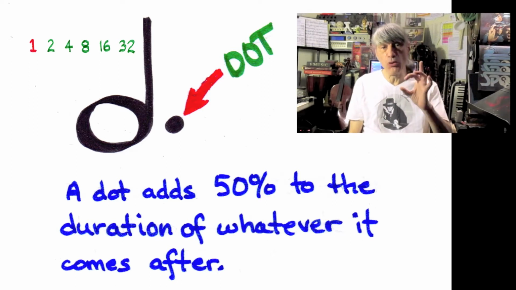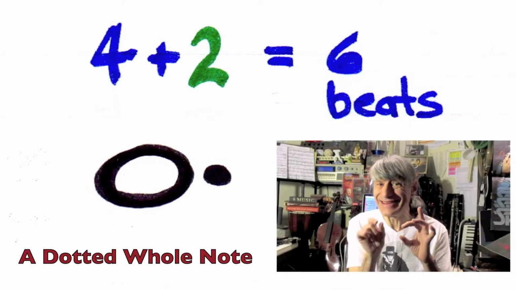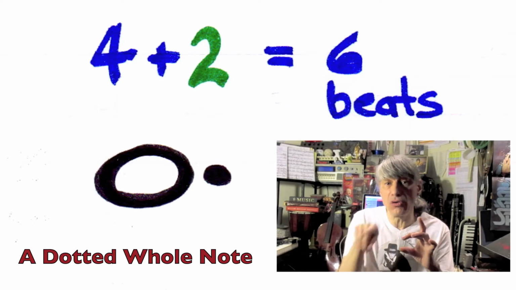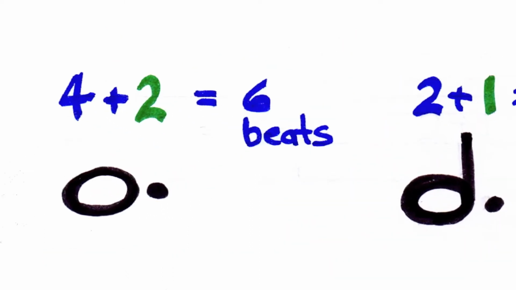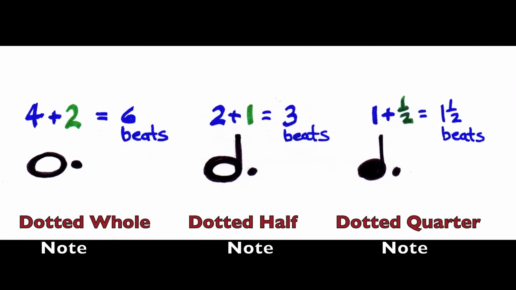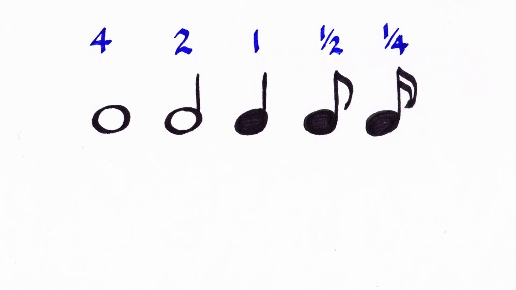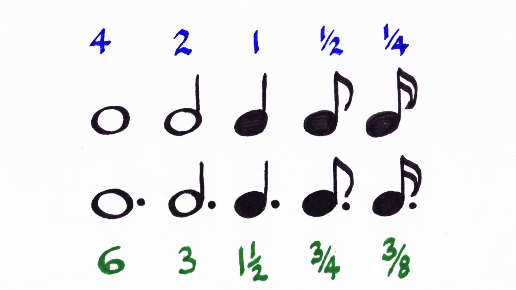So if you have a whole note, and you put a dot after it, whole note's usually worth 4 beats. Now with that dot, and what we call this whole thing is a dotted whole note, now that's worth 6 beats. And each one of the notes can have a dot. So the progression 4 beats, 2 beats, 1 beat, a half a beat, a quarter of a beat, if all those notes have dots, it's now 6 beats, 3 beats, 1.5 beats, 3/4 of a beat, 3/8 of a beat.